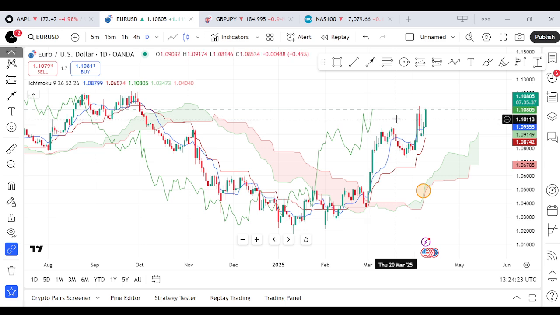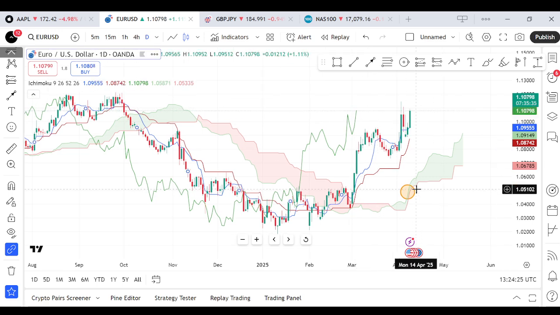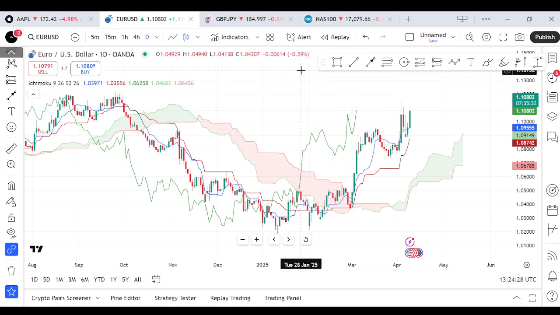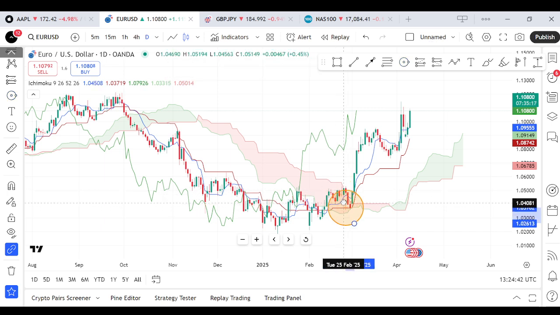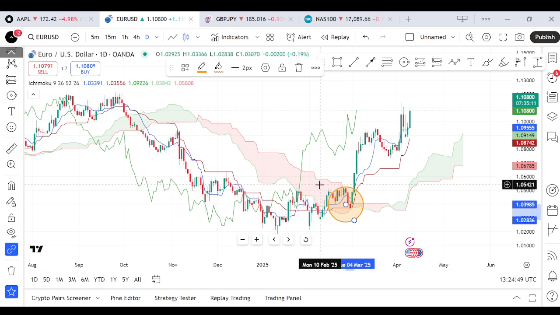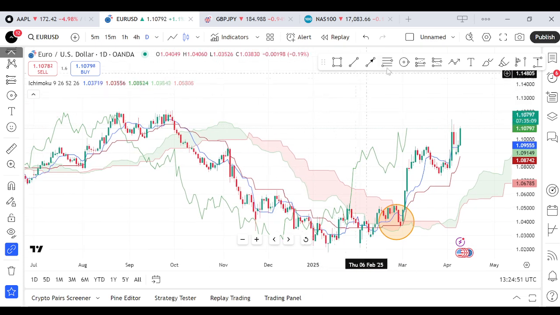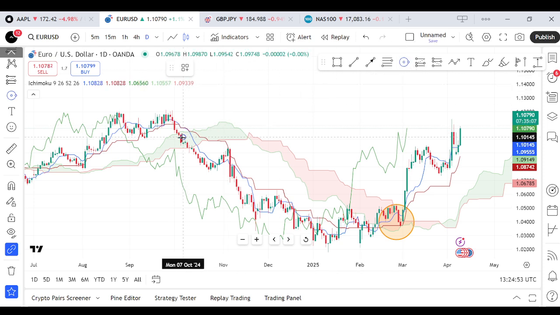So let's get down to the step-by-step method which you can use to take trades using the Ichimoku breakout strategy. The first step is to insert your Ichimoku cloud indicator, just like I've done. For bullish opportunities, look for price breaking above the cloud. We can see that here, where price is breaking above the cloud. And for bearish opportunities, you should wait for price to break below the cloud, and you can see that happening here.